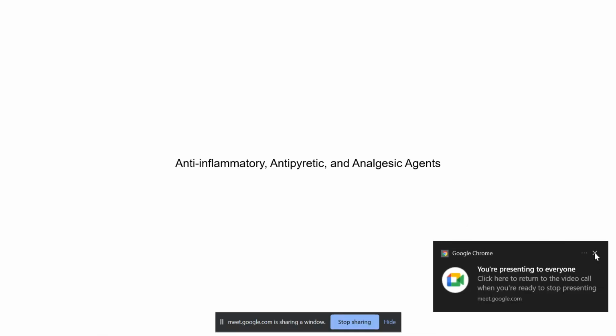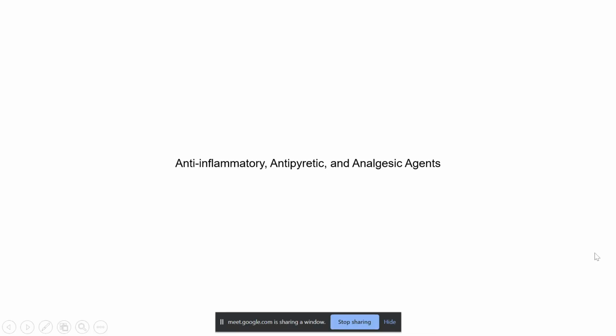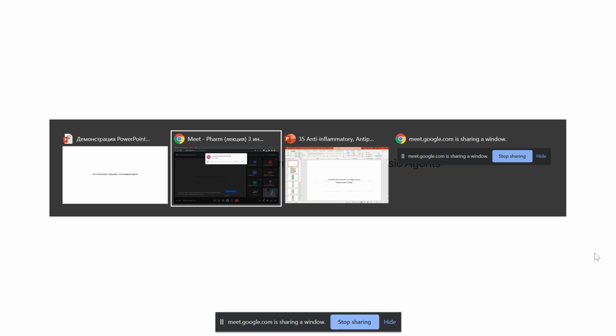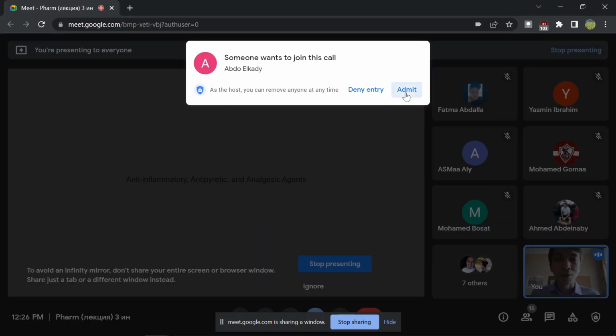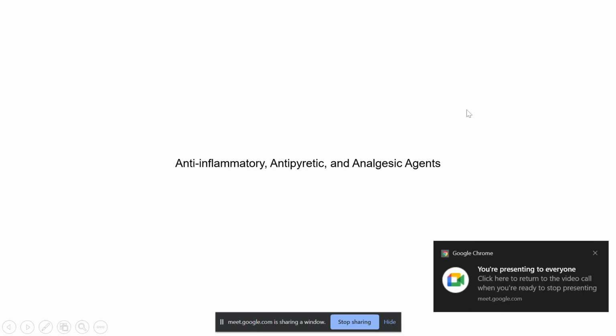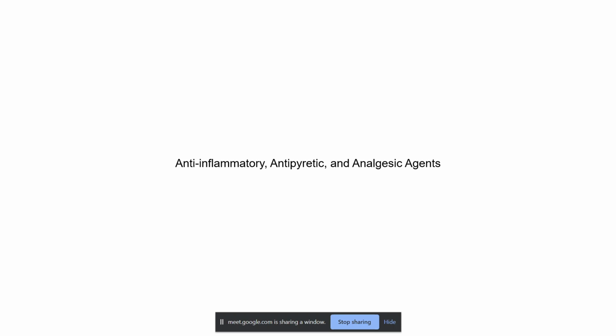So today's topic is anti-inflammatory, antipyretic, and analgesic agents. And mostly we will talk about the non-steroidal anti-inflammatory agents, and this is the main group, and also about the drugs for the treatment of the gout and anti-rheumatoid drugs.